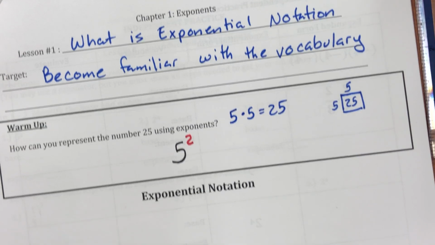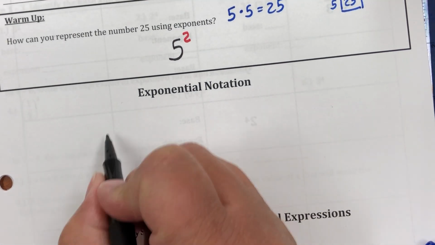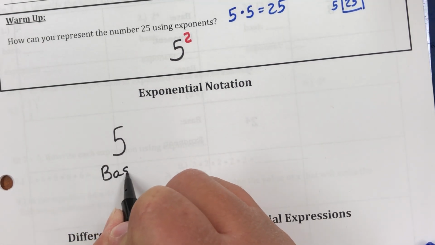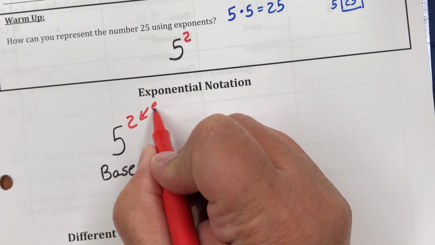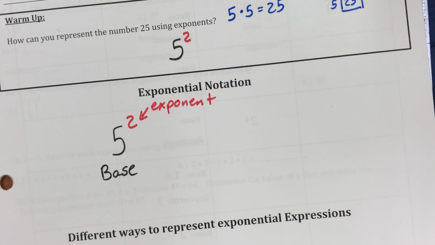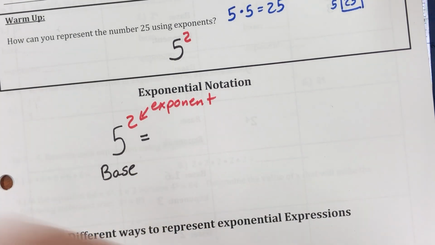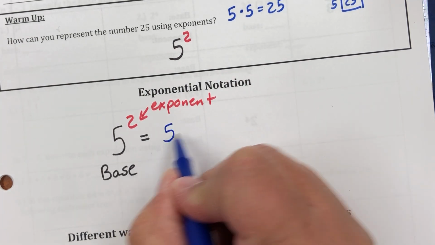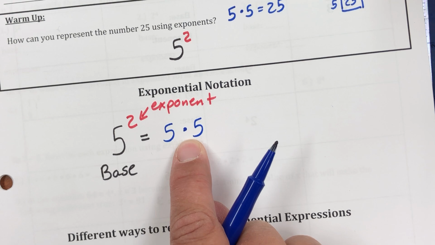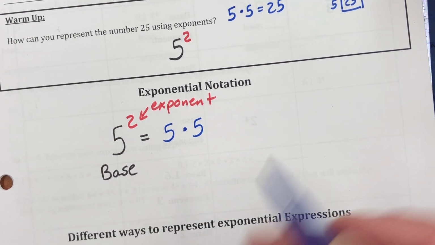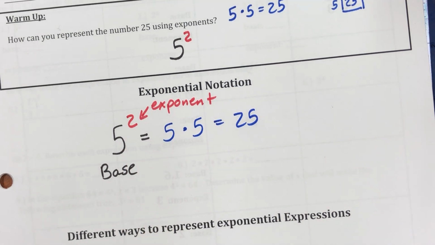So, exponential notation. Let's do it down here. Remember, the 5 is the base, and the 2 is the exponent. And the base is used as a factor. Remember, factors are numbers you multiply times each other, and the base is used 2 times. So 5 times 5. Please use a dot for multiplication or parentheses, but don't use that big X because that's going to come in handy for something else later. So 5 times 5, 25. So the base is the number, the exponent is how many times you use that number as a factor.